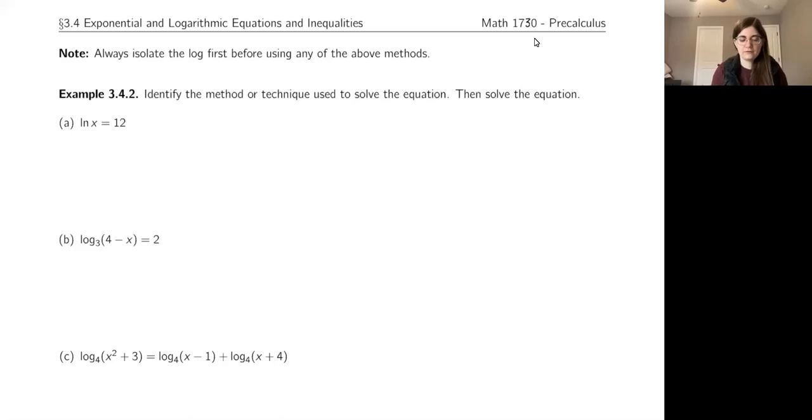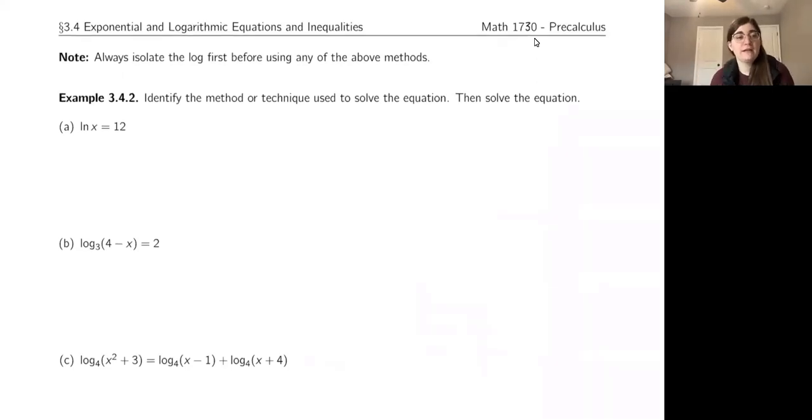Now that we've learned our four methods for solving logarithmic equations, it is time to put those to the test in a variety of problems. In this first one, ln of x equals 12. I have one logarithm, and that's it. I have log equal to something. So let's go ahead and use either L1 or L2 to do this. I'll show you both ways.